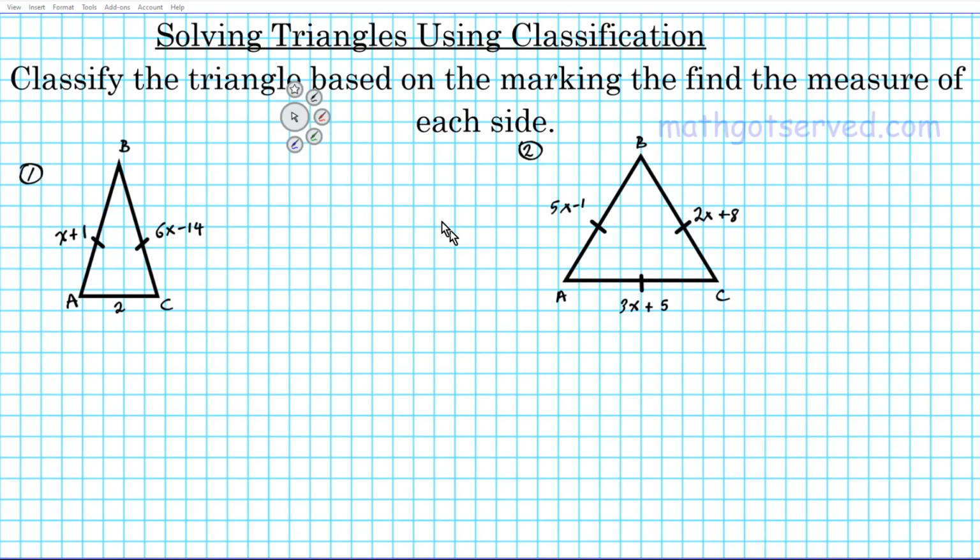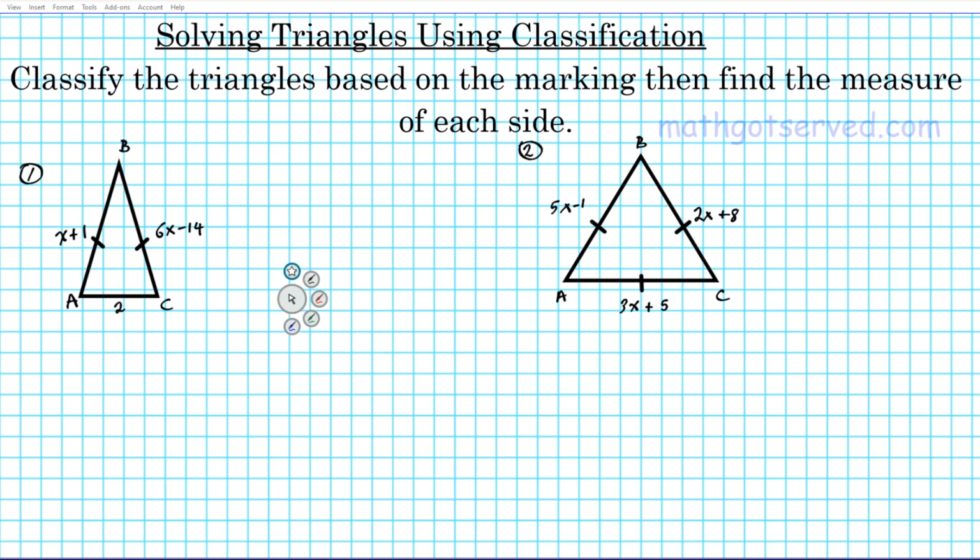All right, instructions are for us to classify the triangle based on the marking, then find the measure of each side. Let's take a look at question number 1. Based on the marking of this triangle, how can we classify it? We have the two sides, AB and BC. They are congruent to each other based on this marking. So let's go ahead and classify it first.